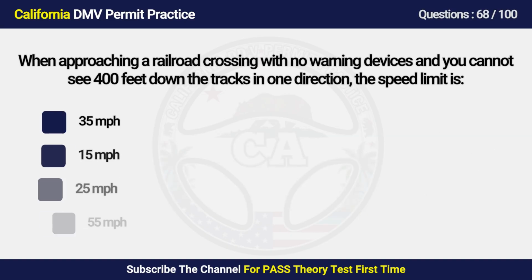Question 68. When approaching a railroad crossing with no warning devices and you cannot see 400 feet down the tracks in one direction, the speed limit is A. 35, B. 15, C. 25, D. 55.